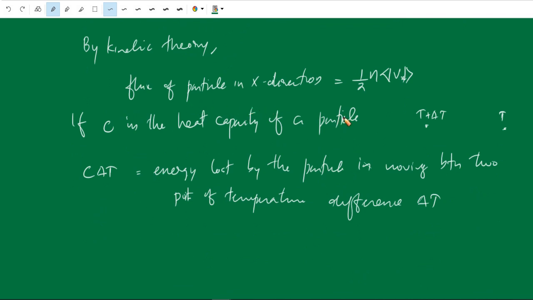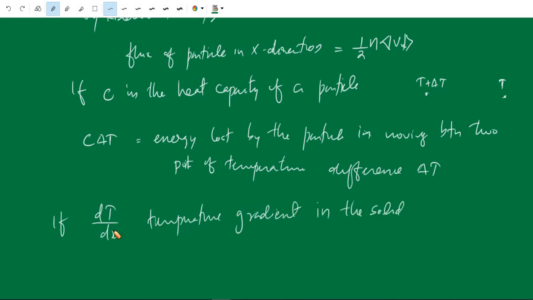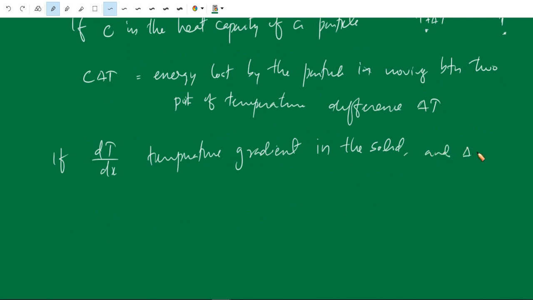Flux of particles in the x direction is given by half n times the average of modulus of Vx. If any of these particles move between two points with temperature difference delta T, it loses energy C delta T. If dT by dx is the temperature gradient in the solid along the x direction, and delta T is the temperature difference between the two ends of a free path, that means the temperature difference is delta T between these two, T plus delta T and T.